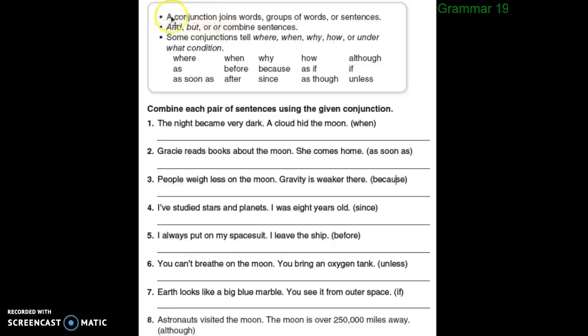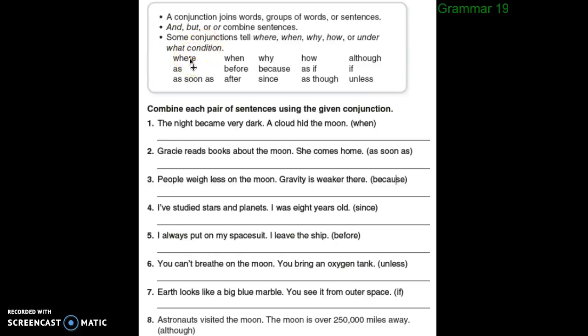Well, there are some other conjunctions we can use to help us make our sentences complex, which means that our sentences have much more detail in them. They're longer, they're stronger, and they help readers visualize what we're trying to say in our writing. So I want to talk to you today about some other conjunctions. And, but, or combine sentences to make them compound. Some conjunctions tell where, when, why, how, or under what condition.